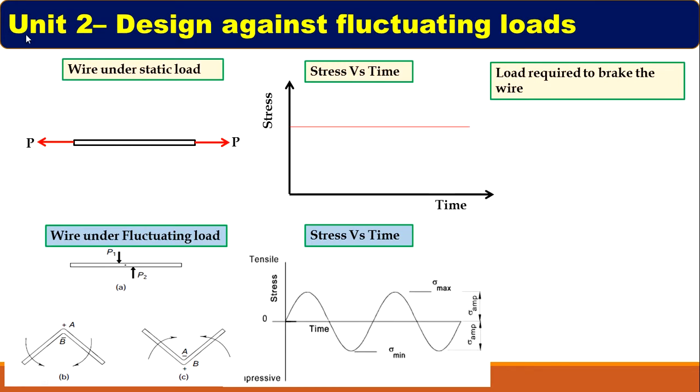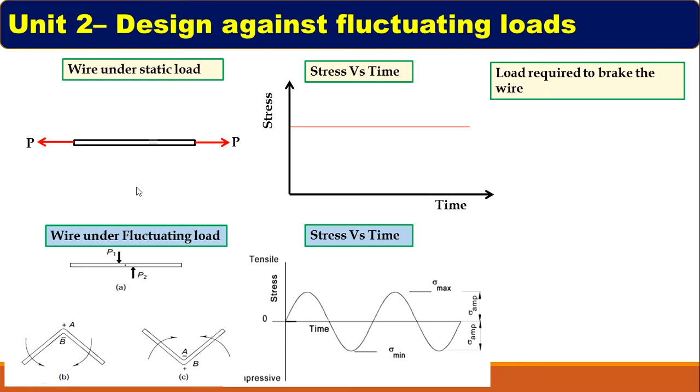To understand the difference between static and fluctuating load, consider this example where in the first case the wire is subjected to static load. The tensile load is applied on the wire so that we can break the wire. The graph is plotted between stress versus time. As the load is static, the stress or load will remain the same with respect to time; it will not change. Now you can easily understand that the load required to break this wire under static load condition is more.